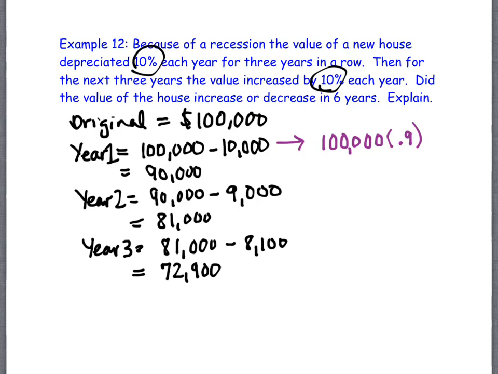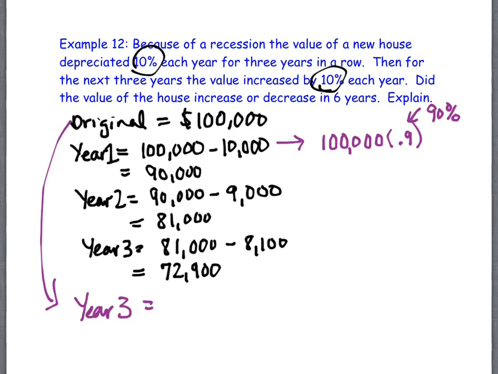Where'd 0.9 come from? What is 0.9 as a decimal or as a percent? What is that representing? That's representing 90%. So I had 100%. I took away 10%, so that's 90%. So you could do this with percentages instead and multiply by 0.9 every time. That would do all of this in one step each time instead of 2 steps. So we could do 100,000 times 0.9, then 90,000 times 0.9, and then 81,000 times 0.9. The other thing we could do is jump straight from the original to year 3.